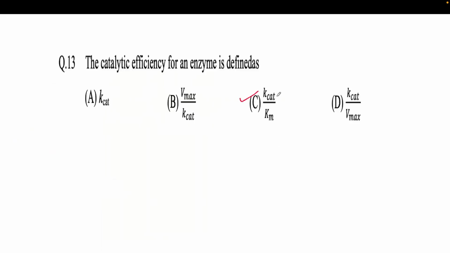This is the catalytic efficiency, because kcat defines the turnover number or catalytic activity, meaning how quickly one enzyme can convert the substrate to product, and Km reflects the binding affinity of an enzyme for a particular substrate. These two together define the catalytic efficiency of any enzyme. Vmax by kcat is nothing, and kcat by Vmax is also a wrong equation. So the correct option is option C.